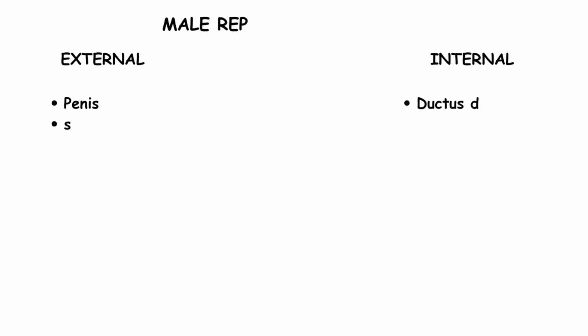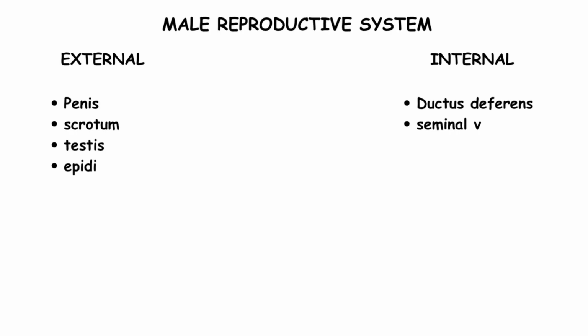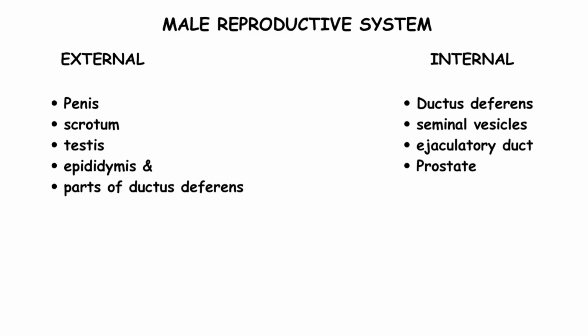Anatomy of male reproductive system. The male reproductive system consists of external and internal organs. External organs are penis, scrotum, testis, epididymis, and parts of ductus deferens. All these structures are covered in the previous videos. If you want, you can check this on the YouTube channel. Now, internal organs are ductus deferens, seminal vesicles, ejaculatory duct, and prostate. Today, we are going to see about the internal organs.